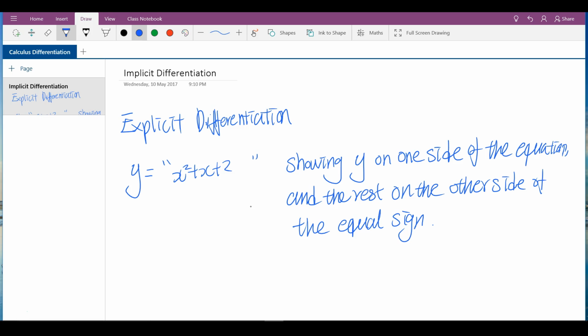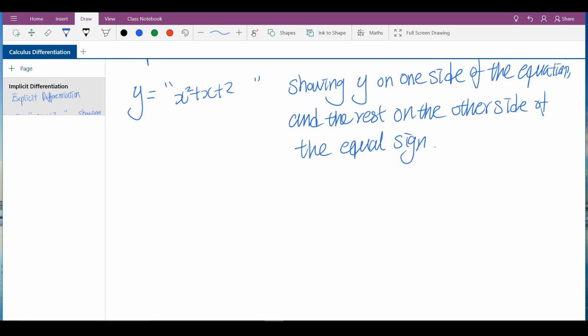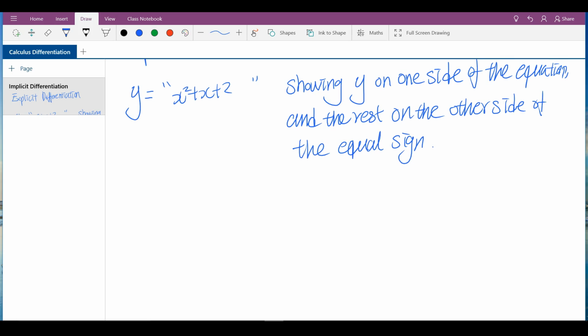Let me give you some other example. Let's just say it's x squared plus y squared equals 4, the normal equation for a circle. Right. Now, this particular equation is in the form of implicit.